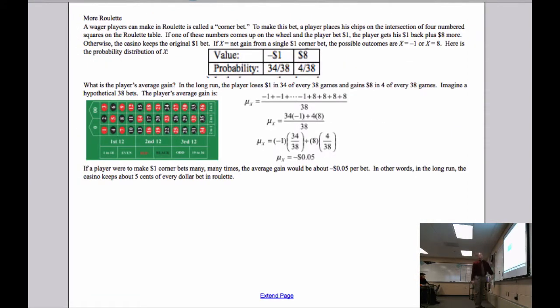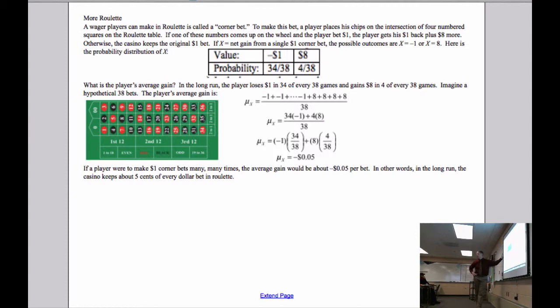A wager players can make in roulette is called a corner bet. To make this bet, a player places his chips on the intersection of 4 numbered squares on the roulette table. If one of these numbers comes up on the wheel and the player bets $1, the player gets $1 back plus $8 more. Otherwise, the casino keeps the original dollar bet. If X is the net gain from a single dollar corner bet, the possible outcomes are minus $1.